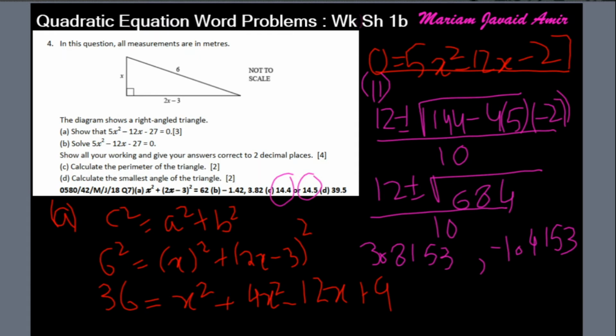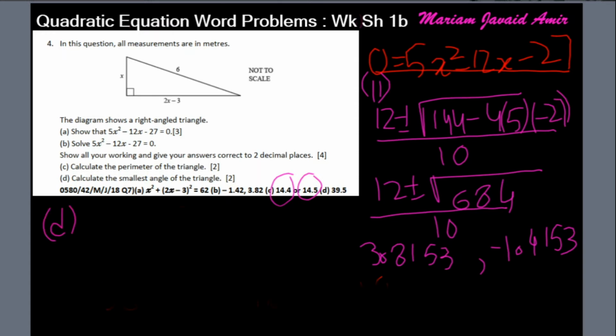Part D, calculate the smallest angle of the triangle. So find the smallest angle of the triangle. Now this will involve trigonometry. Now remember that the smallest angle is always opposite to the smallest side. We obviously can't use x equals minus 1.4153 in the next part, because that will make the length negative, which can't be.